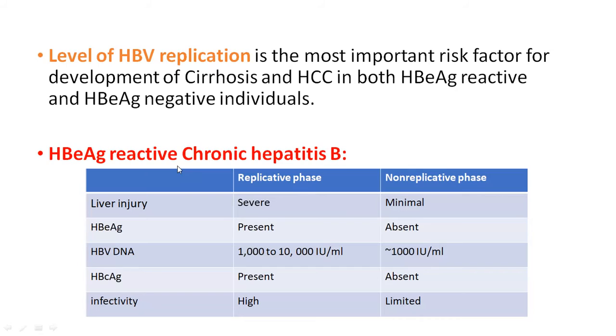Okay, so HBeAg reactive chronic hepatitis B. So what happens if there is HBeAg positive? So it could be liver injury in the replicative phase, which could be severe, and in the non-replicative phase, it is minimal. HBeAg in the replicative phase can be present, and in the non-replicative phase, it is absent. HBV DNA in the replicative phase, as I told you, is a marker of replication, 1,000 to 10,000 international units per ml, and in the non-replicative phase is less. HBcAg, that is core antigen, could be present in the replicative phase, and in the non-replicative phase it is absent. Infectivity is very high in the replicative phase and limited in the non-replicative phase.